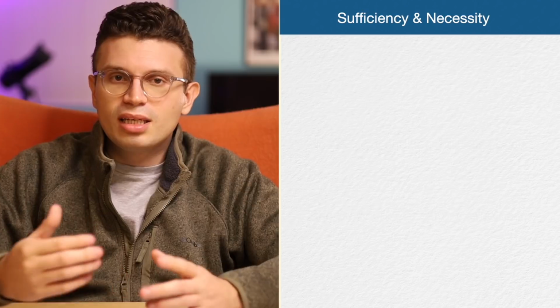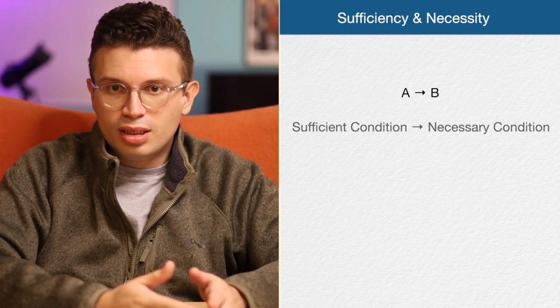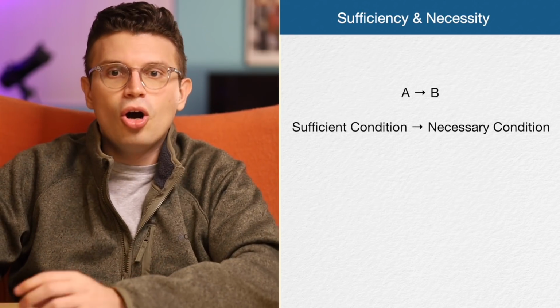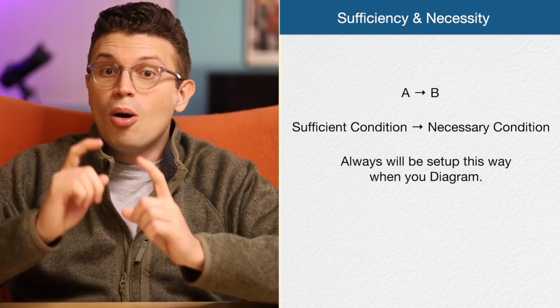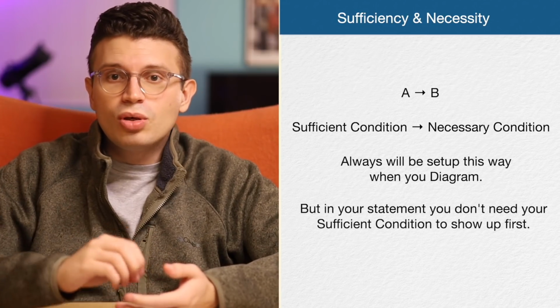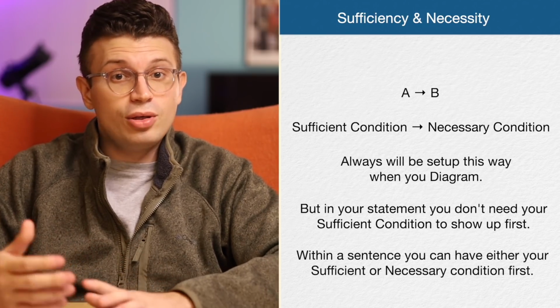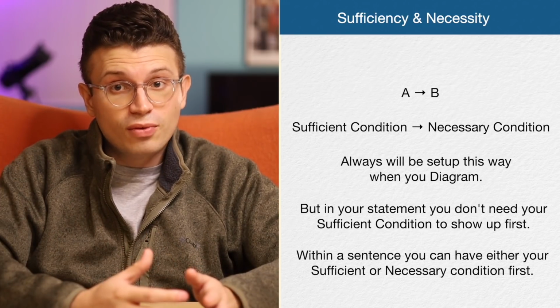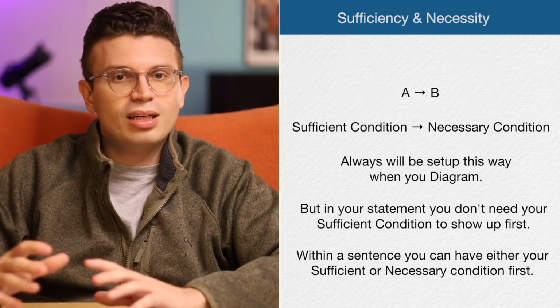So if we put up a basic conditional logic statement, all right? If A, then B. Here is our sufficient condition. Here's our necessary condition. Always, it will be set up this way when you diagram it. But in your statement, you don't need your sufficient condition to show up first. Within a sentence, you can have either your sufficient or your necessary condition first. More on that later. We have a whole lesson on indicators that's going to cover that and clear that up for you if that confused you.